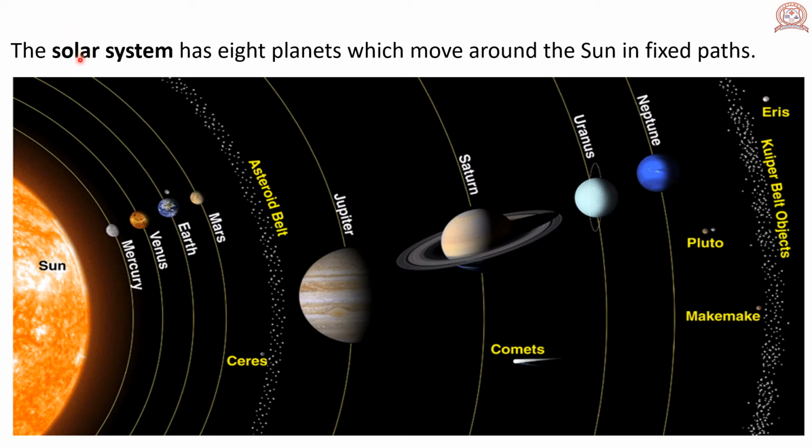You have already studied in your previous classes that the solar system has 8 planets which move around the sun in fixed paths. You know that the 8 planets in the solar system are Mercury, Venus, Earth, Mars, Jupiter, Saturn, Uranus, and Neptune. These 8 planets revolve around the sun in their own orbits.